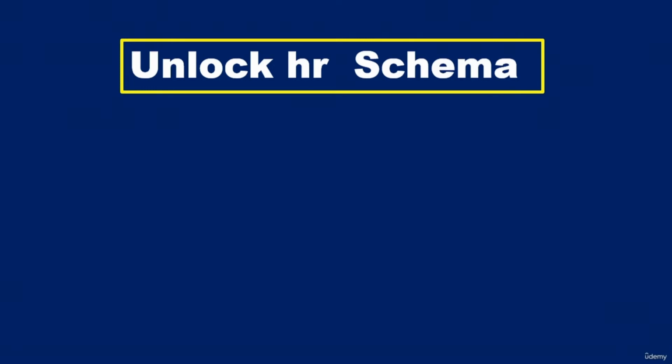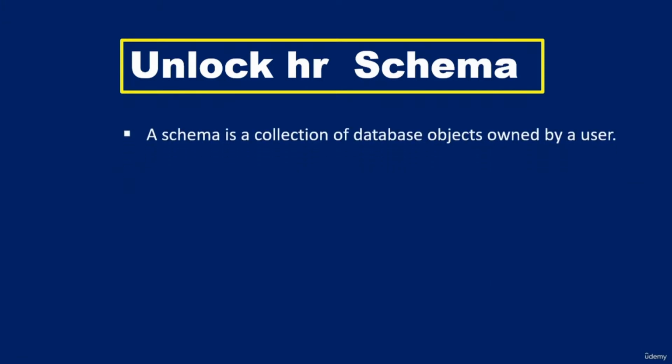Before you can access the schema, you have to unlock it. What is a schema? A schema is basically a collection of database objects that is owned by a specific user. So the objects could include database tables, indexes, views, stored procedures, and other related database objects.